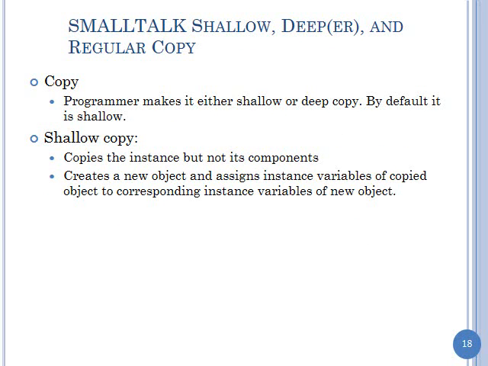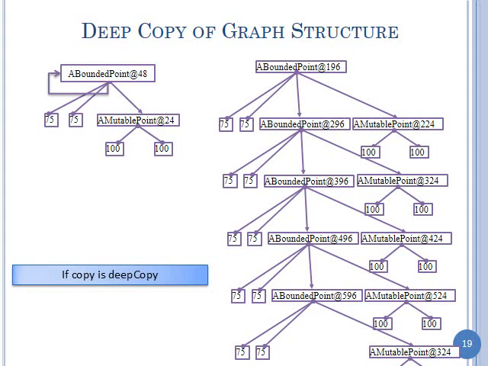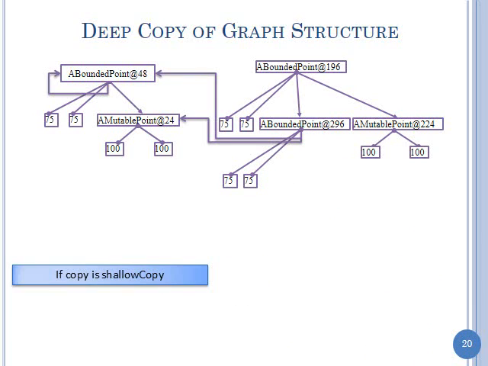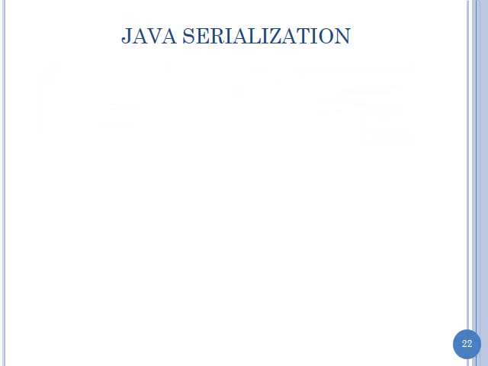Okay? And in Smalltalk, this is what I was saying, there's a shallow copy, there's a deep copy, and this is basically saying what I just said earlier, so I'll just skip it. So if copy is deep copy, this is what we're getting, and if copy is shallow copy, you get something like this. This is exactly the question you asked. Okay? And what we might really want is something like an isomorphic deep copy.